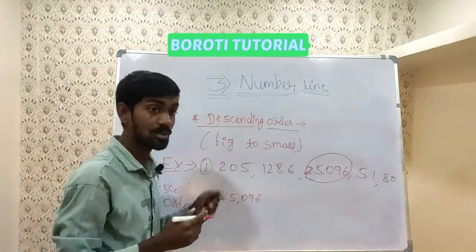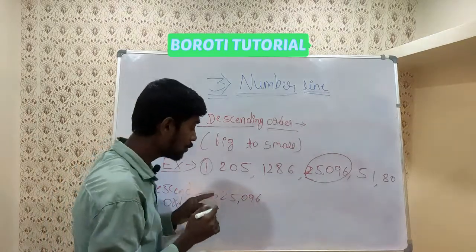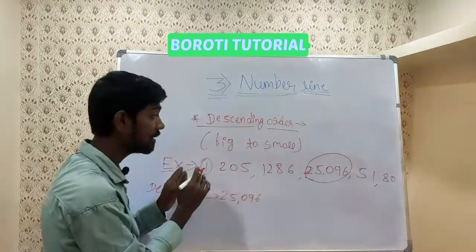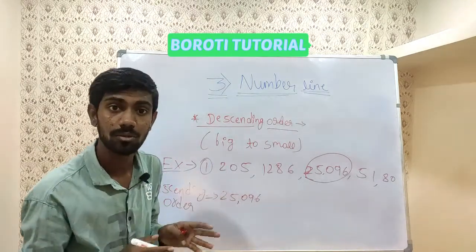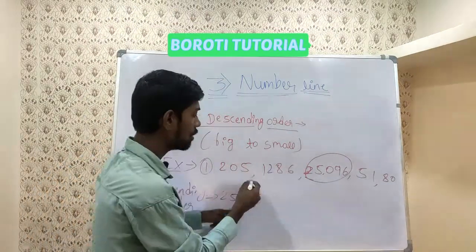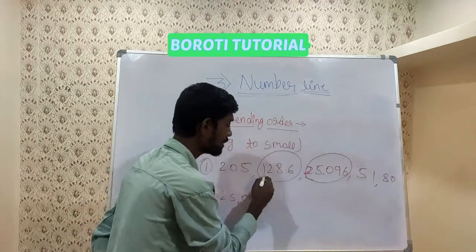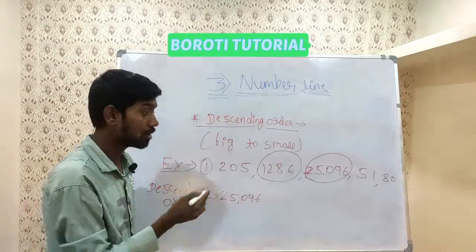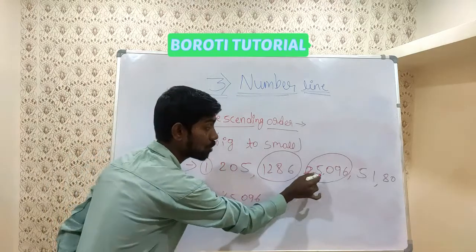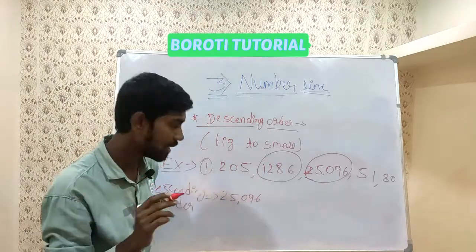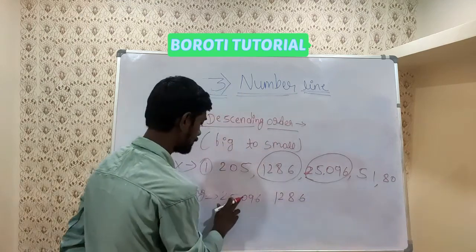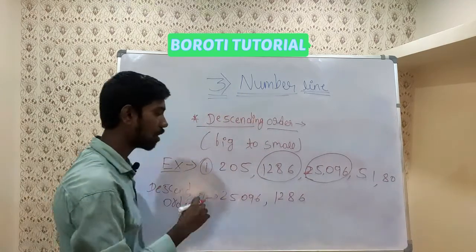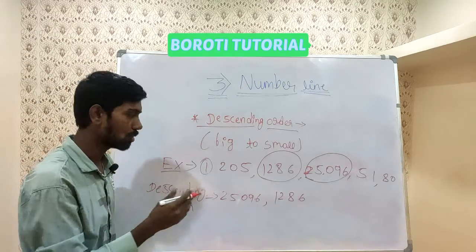Next, what do we go for as the next number? Leaving this number, we have to find among the other 4 numbers which is the bigger number. Here out of them, 1,486 has 4 digits. That's why it will be the bigger number among all those except 25,096. Don't get confused. So the next number will be 1,486. We'll put the commas in between to understand them.